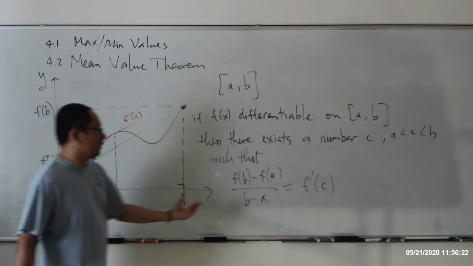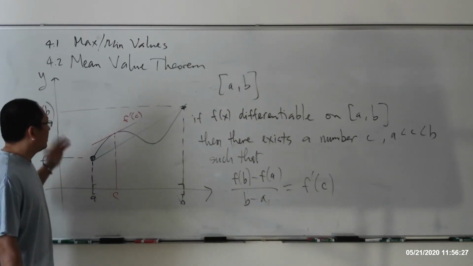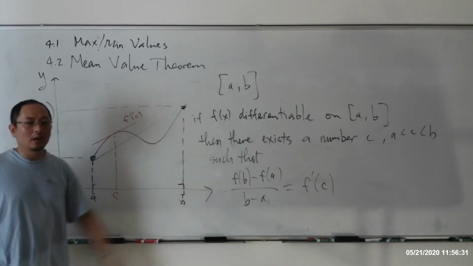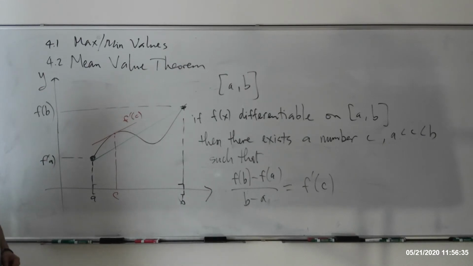And how do you find the slope of the tangent line? You take the derivative at that point, right? It's going to be the same as the slope of the secant line. In other words, the tangent line will be parallel to the secant line. You may have one, two, three, or maybe more than that, but at least one. And this is the main idea for the mean value theorem.